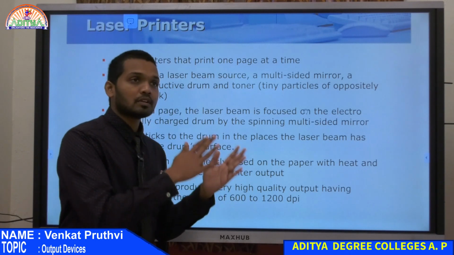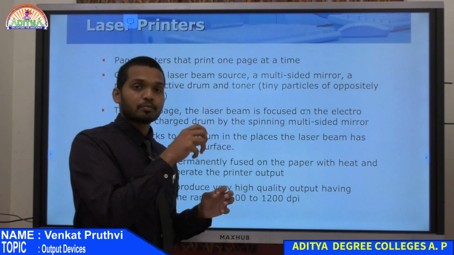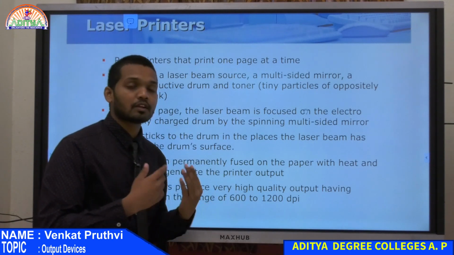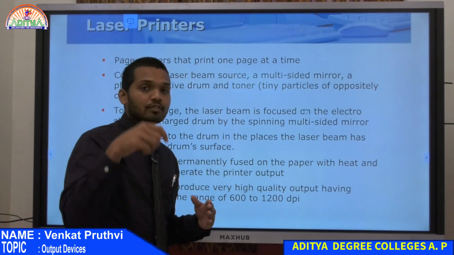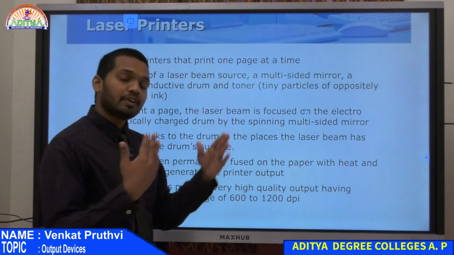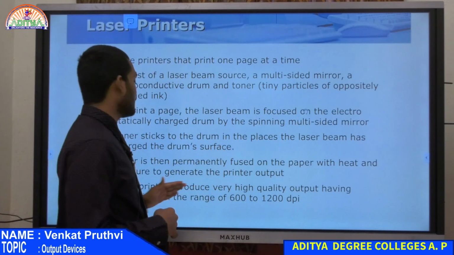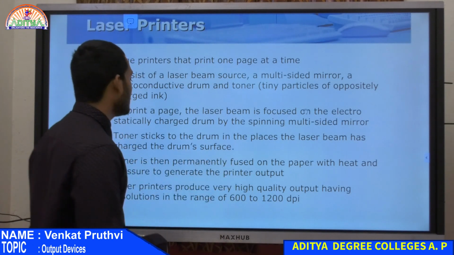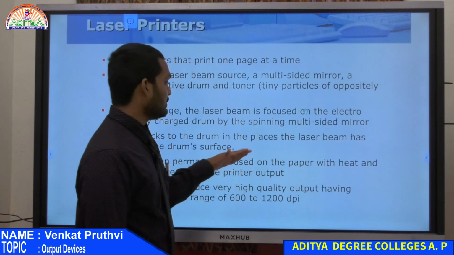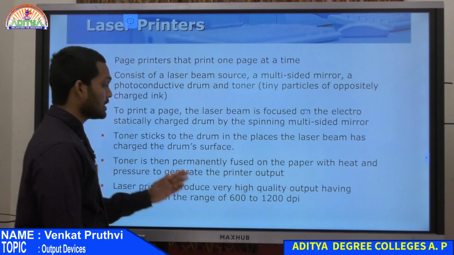So whenever the computer is trying to print a copy, all the places where there needs to be an output are electrostatically charged on the drum, and they are identified as places where there has to be an output. Based on that, the toner sticks to the drum in those places and we get the output from there. The toner is then permanently fused on the paper with heat and pressure to generate the printer output.